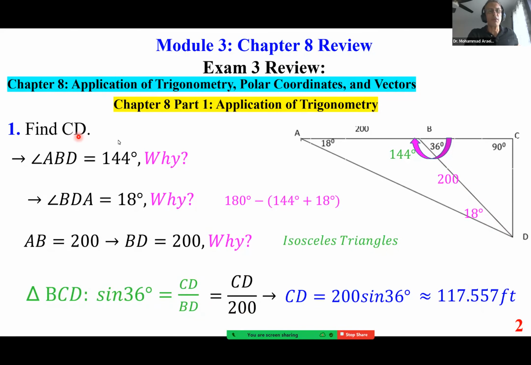We were looking for the value for CD, 117.557 feet. We are assuming those are in feet. If they are not, just write it without the units.